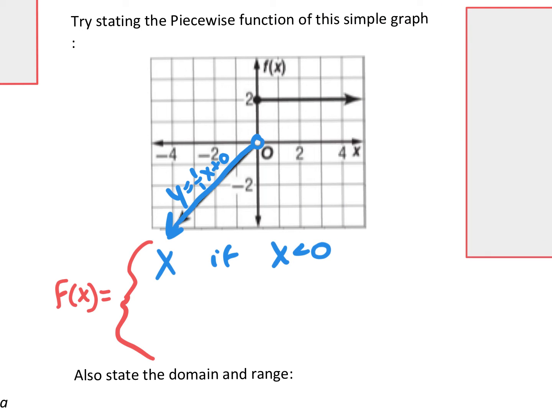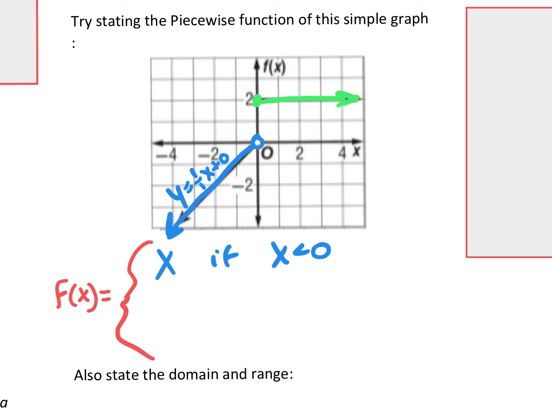Let's move on to the next one. I'm going to do the next one in green. It's a solid dot, and obviously this is a piece of a horizontal line. Normally horizontal lines go to the left forever and to the right forever, but as you can see right here, we're only looking at a certain piece of that horizontal line. But anyways, what is that horizontal line? What equation would that be? X is greater than or equal to 0.